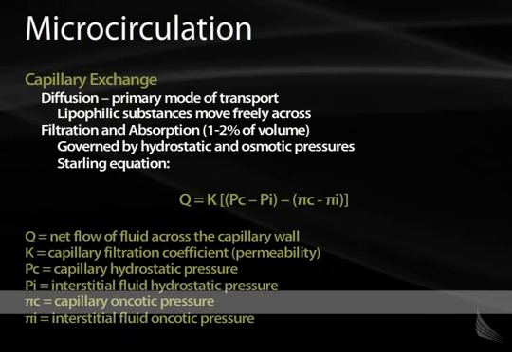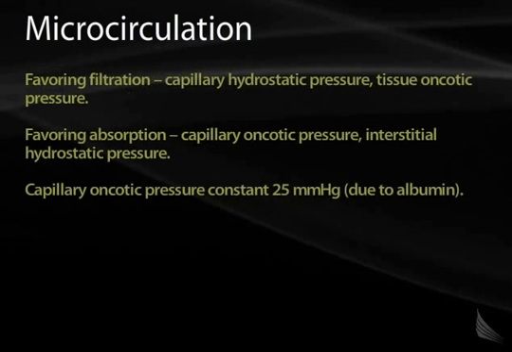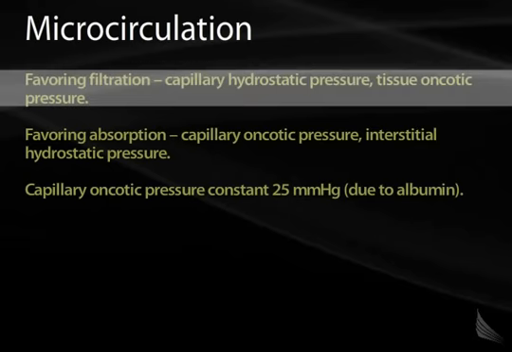Pi c is the capillary oncotic pressure. This is a measure of the amount of protein in the capillary. The interstitial fluid oncotic pressure, or pi I, is the amount of protein in the interstitial fluid in the target organ. The factors favoring filtration are capillary hydrostatic pressure and tissue oncotic pressure. Filtration means positive Q, or the movement of fluid out of the capillary into the target organ.